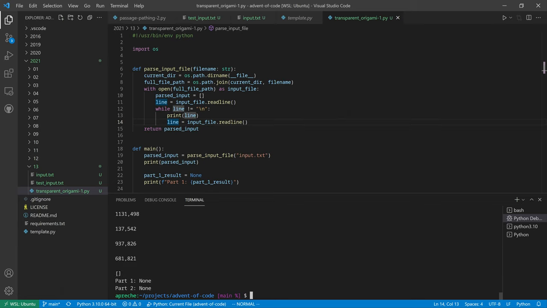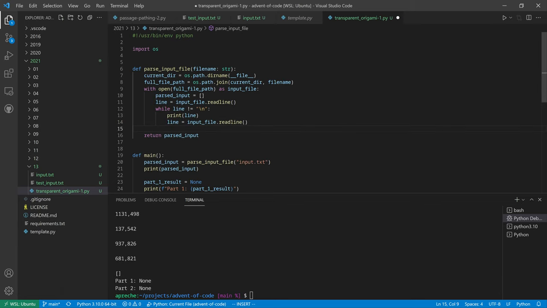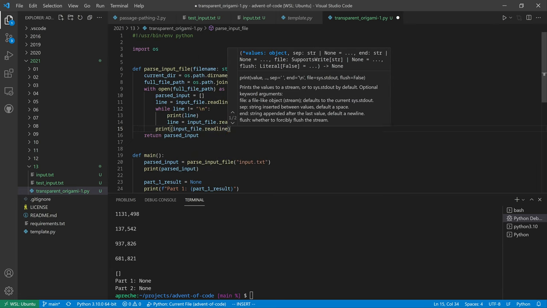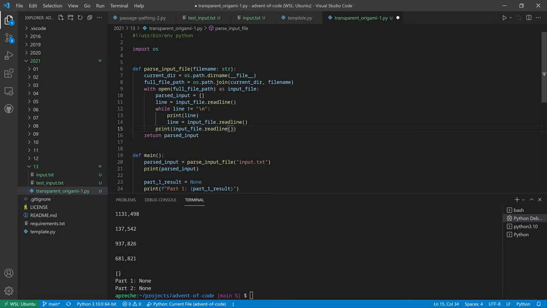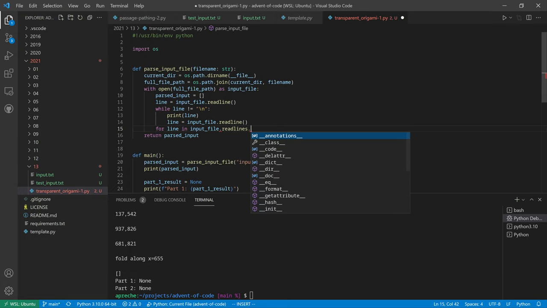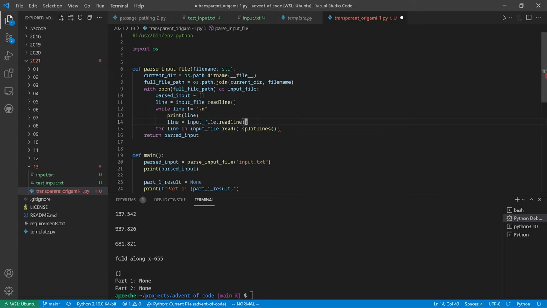We didn't print out any of those instructions, and then down here, watch if we print input file.readline, you'll see at the very end, it prints the single fold. So then, for line in input file.readlines, this will get the remaining ones, right?